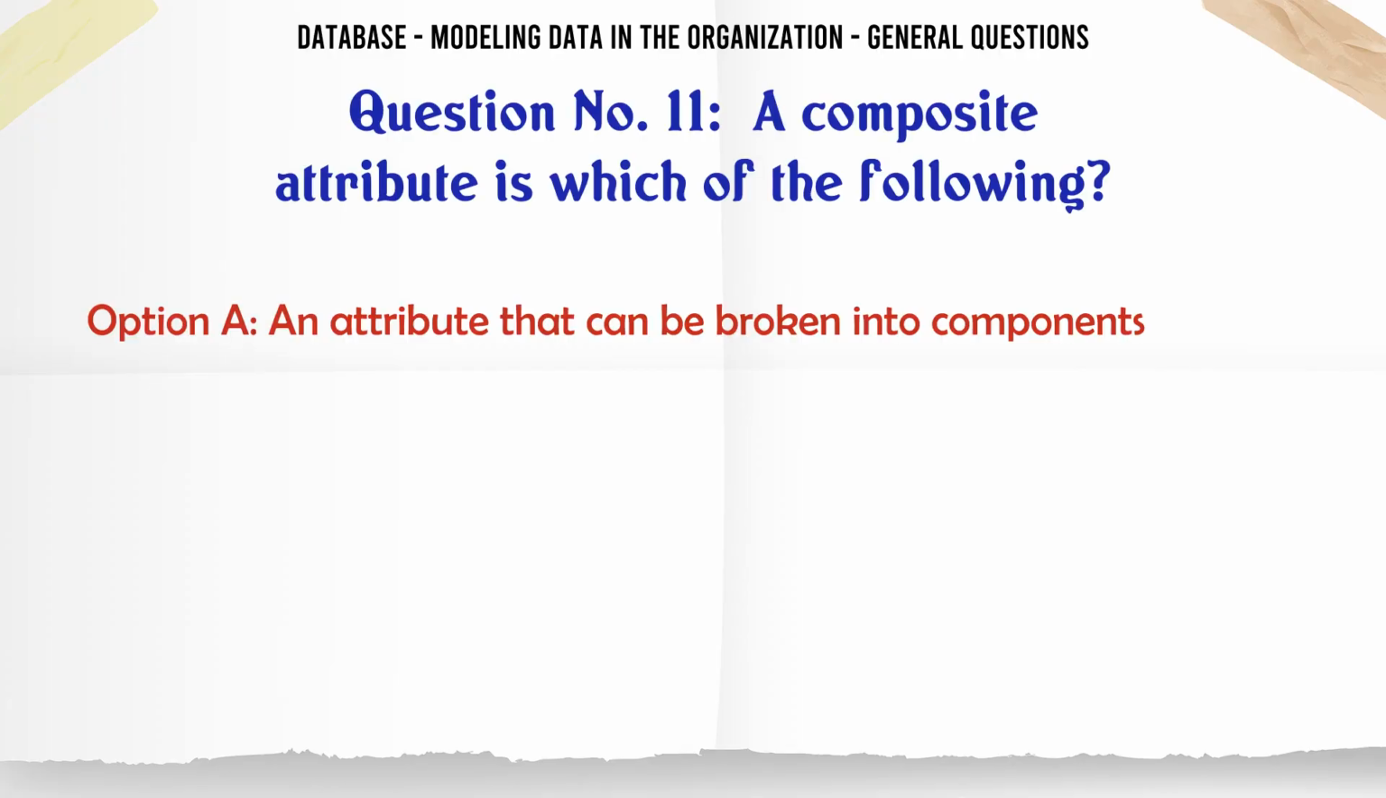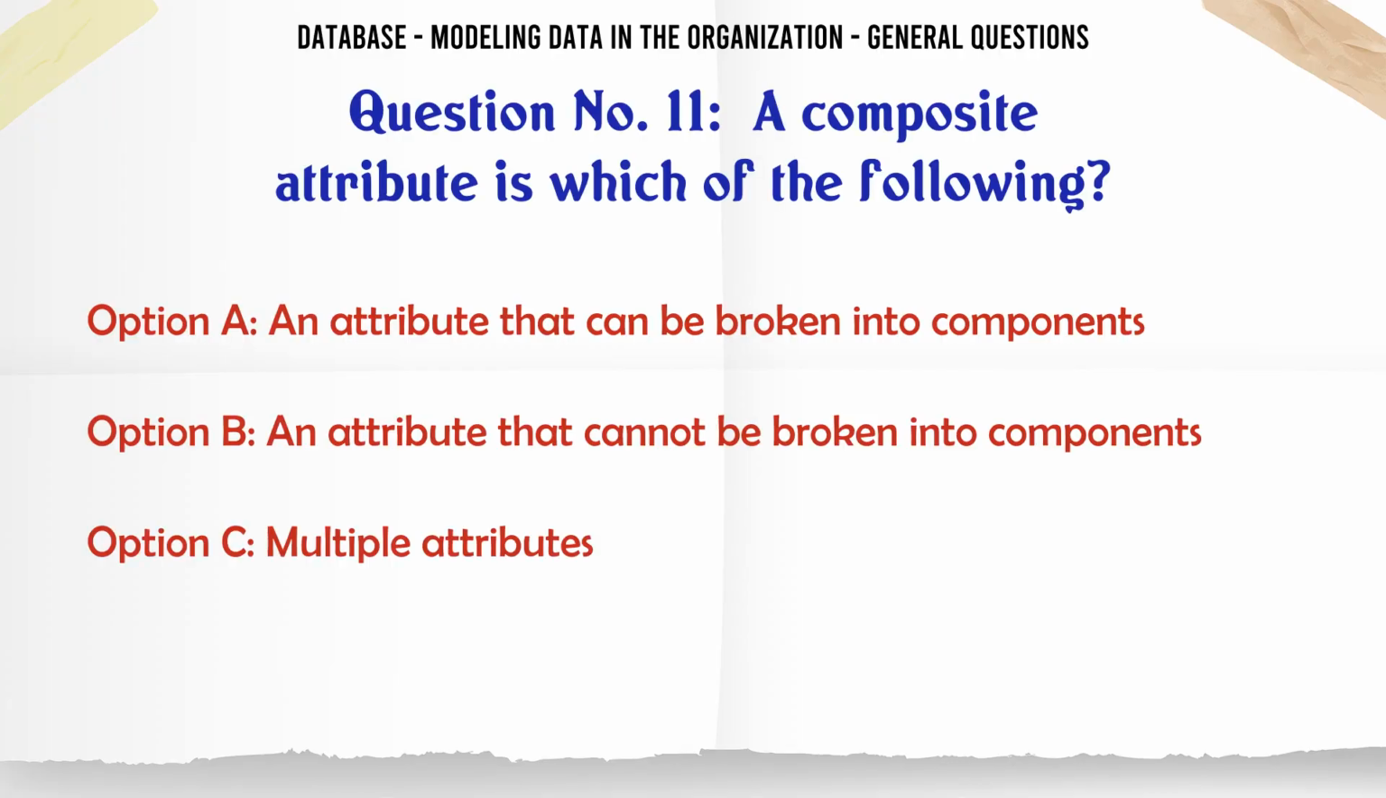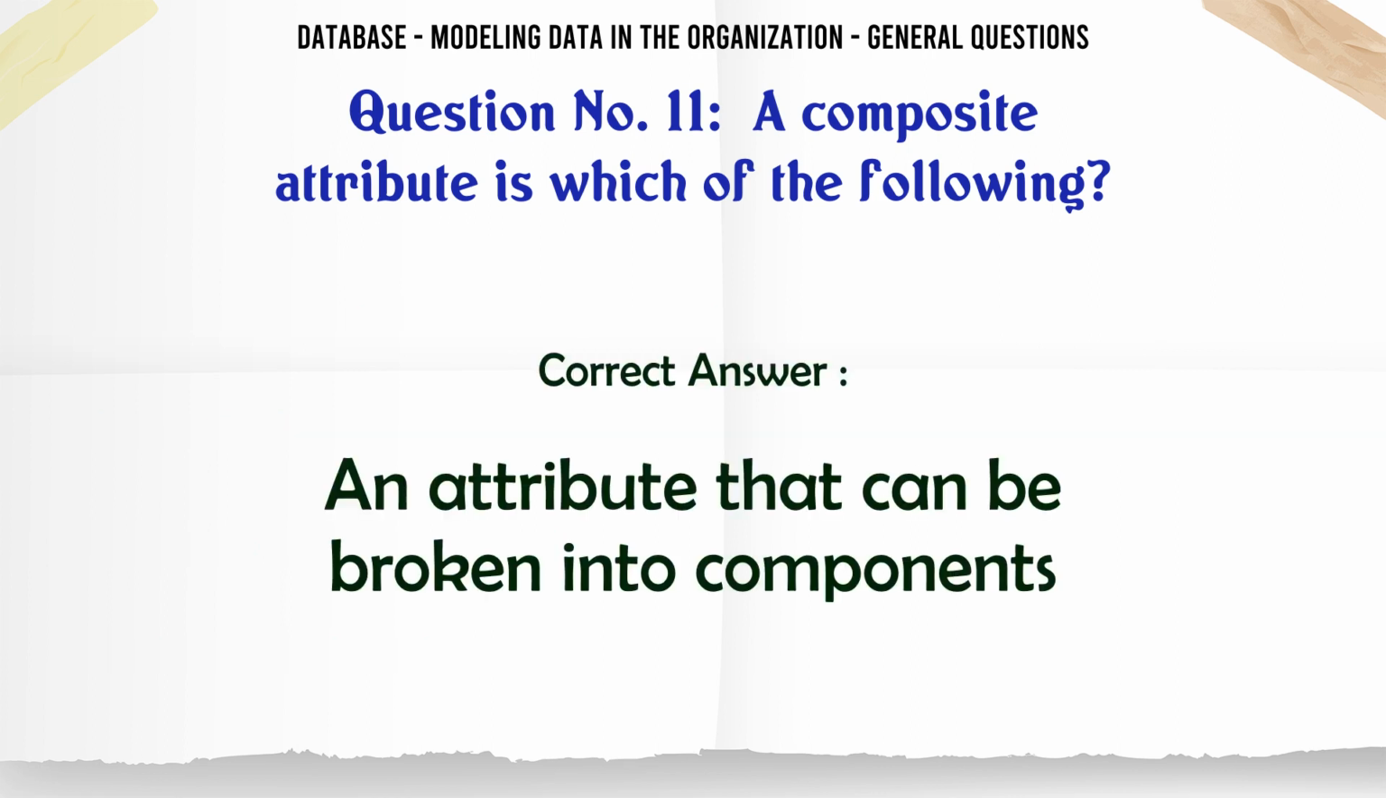A composite attribute is which of the following? A. An attribute that can be broken into components. B. An attribute that cannot be broken into components. C. Multiple attributes. D. An identifier. The correct answer is an attribute that can be broken into components.